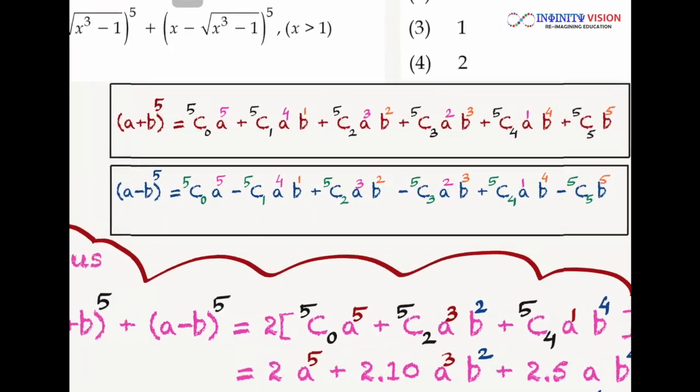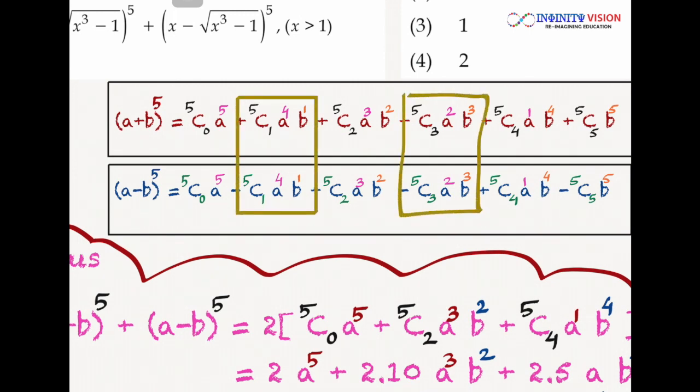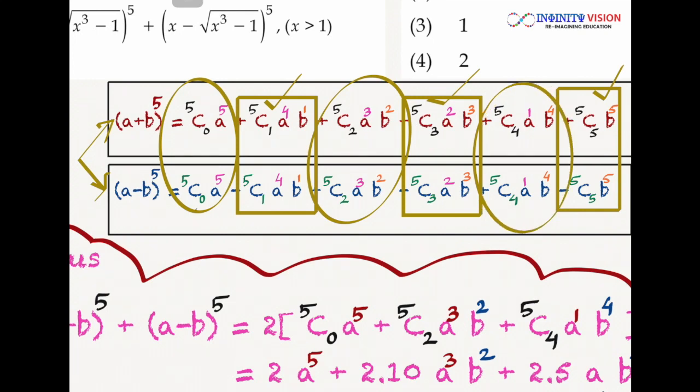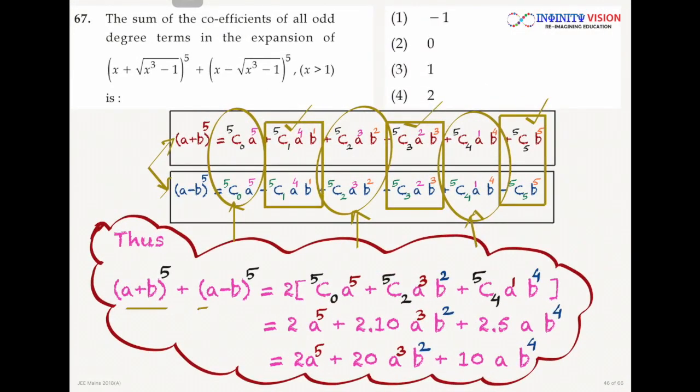Now looking closely at the expansion, we see these two terms are of opposite sign, and these two terms are of opposite sign, and these two terms are of opposite sign. So if I add these two expressions, these terms would be neutralized. Only this term, this term and this term would add up, because all three circled ones have the same sign. So they all add up together.